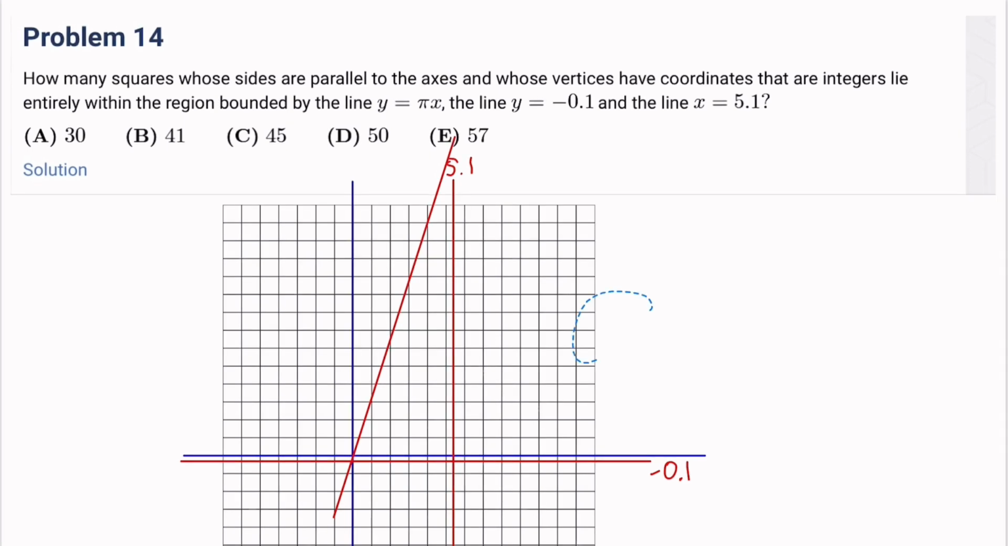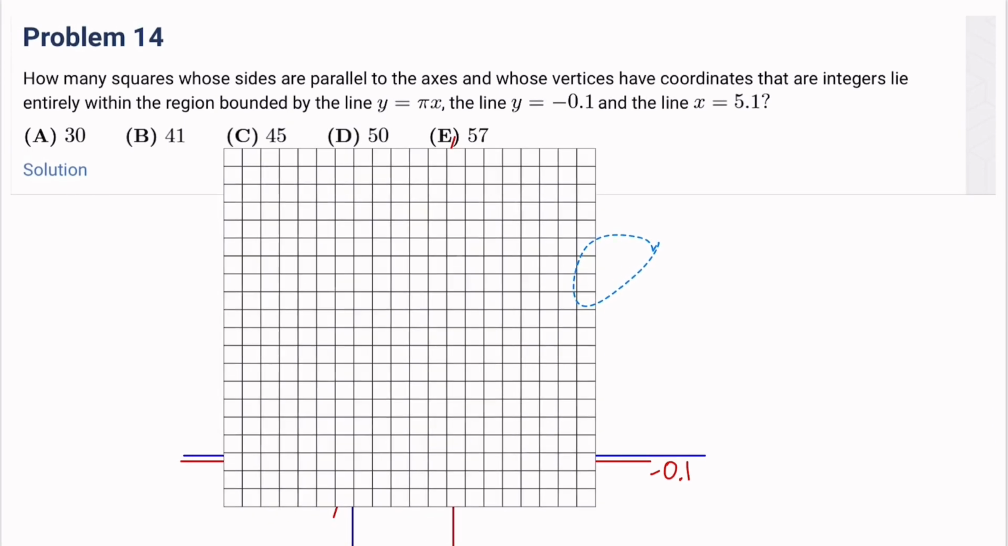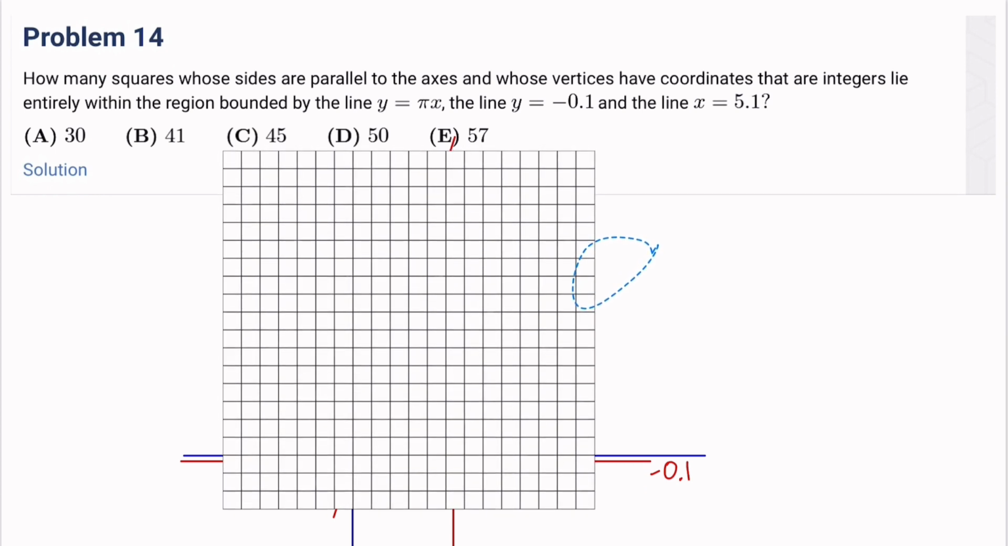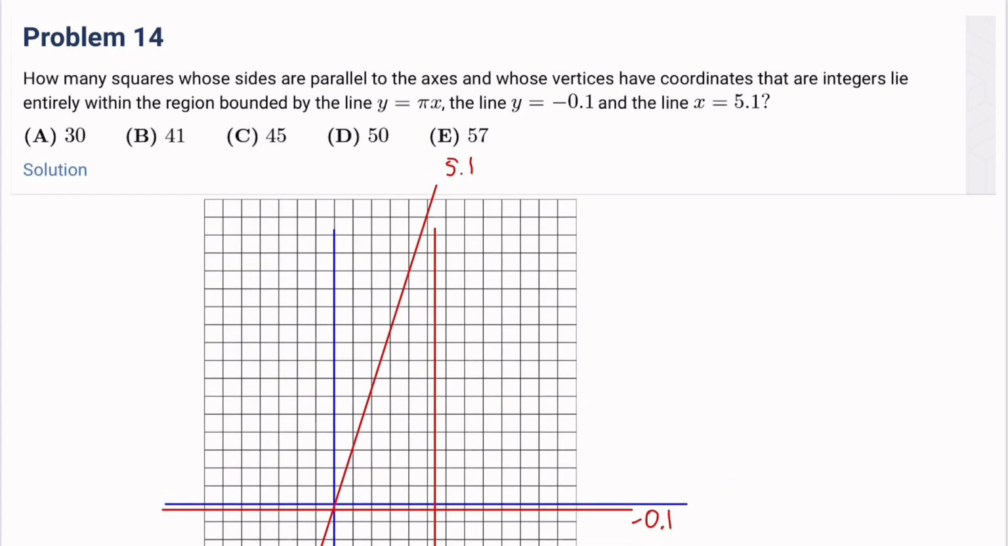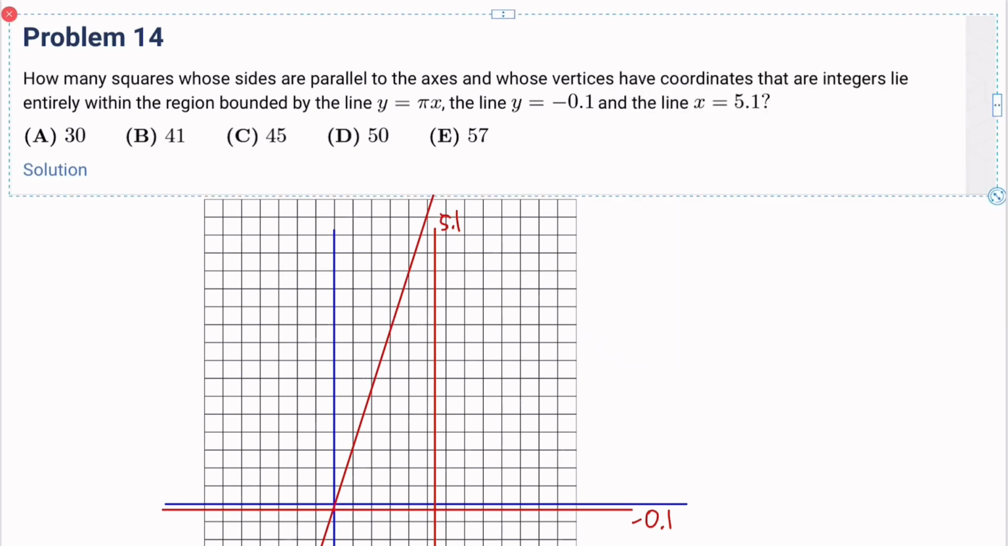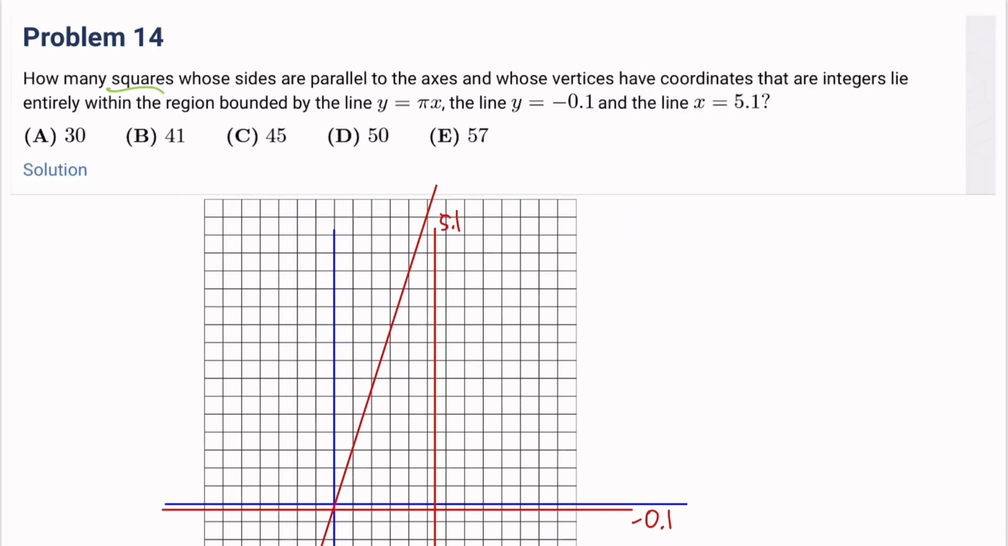Yeah, this seems like it's way too low, so let me move it up a bit. Move it to about here, right? Yeah, that should do the trick. And so 5.1 is this line, right? And what we need is the number of squares whose sides are parallel to the axes and whose vertices are integers. So squares like this, those kinds of squares are what we need.